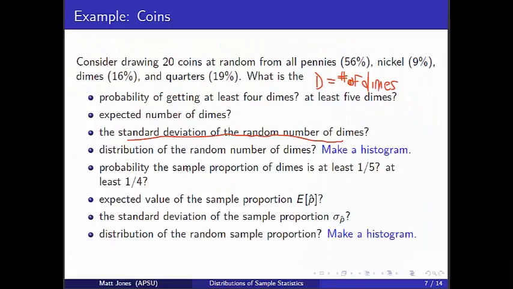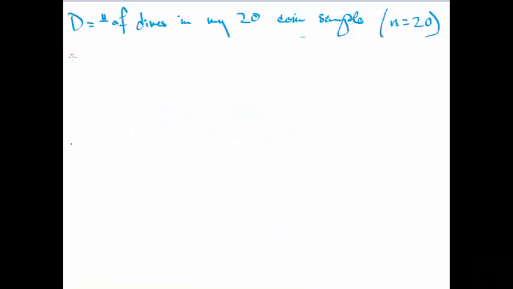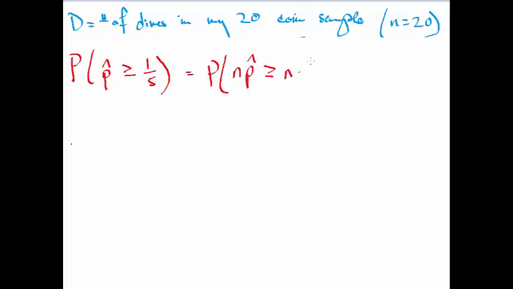Now, what's the probability that the sample proportion of dimes is at least 1/5 or at least 1/4? That is, I want to know the probability that my sample proportion of dimes is at least 1/5. Well, guess what? I can write this inequality here, what if I were to multiply both sides of that inequality by my sample size? Then I just get this, right? And my sample size is 20.